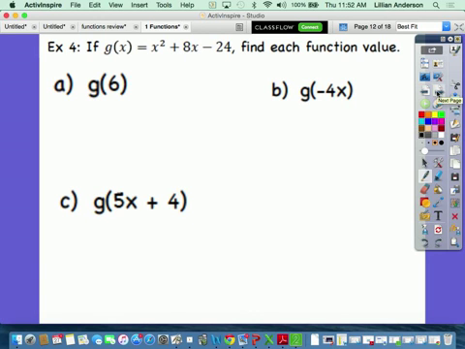Alyssa, what does this mean? When you see something like this, what does it mean? Can I do that? You plug in. Hush, I'm asking, she's telling. What do I need to do?